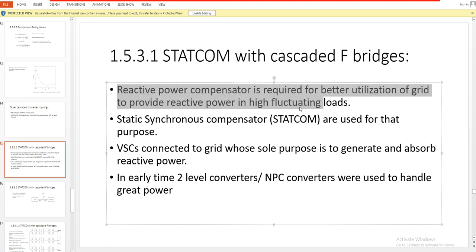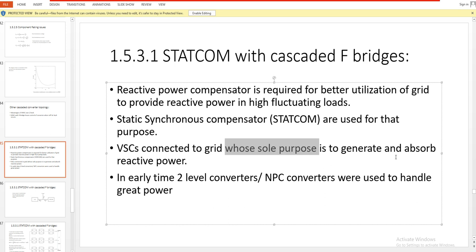So reactive power compensation is basically required for better utilization of the grid, to provide reactive power in highly fluctuating loads. Static compensators, we call them STATCOMs, are used for that purpose. These are basically voltage source converters that are connected with the grid and whose sole purpose is to generate and absorb reactive power, right? So in the early times, two level converters or neutral point clamped converters were basically used to handle a greater amount of power, in order to consume reactive power and to generate reactive power.